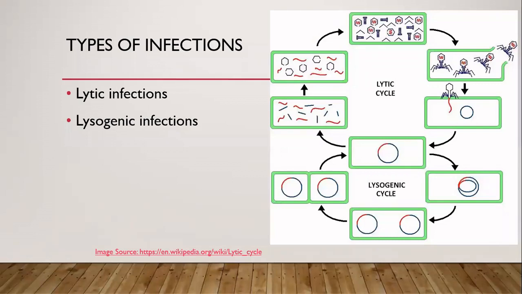Phages infect bacteria in 2 ways. These cycles undergone by viruses to replicate within bacterial cells are called lytic cycles and lysogenic cycles. In Escherichia coli, lytic infection is caused by T phages, while lysogenic infections are caused by lambda phages. We will be looking at the 2 types of cycles in detail in the next videos.